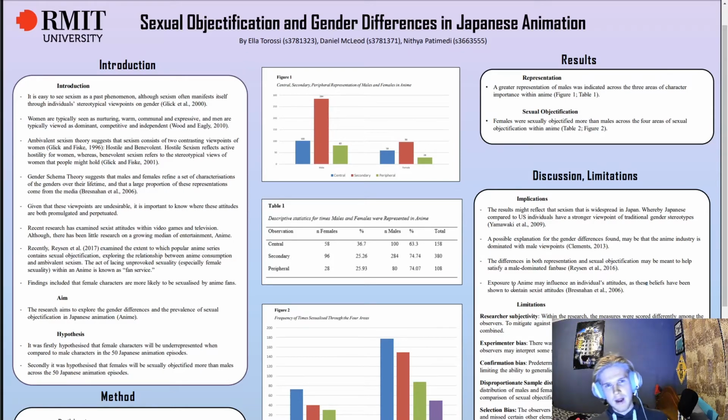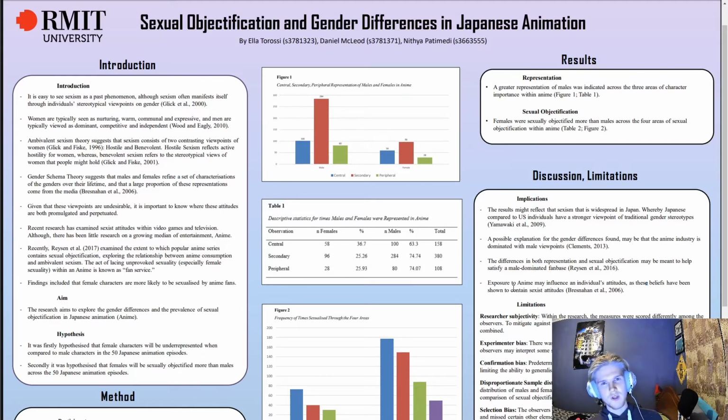So concerning the aim, we wanted to investigate the different representations of males and females across an anime episode, and wanted to look at if males and females are more represented or less represented in an anime episode. And we also wanted to look at the different categories of sexual objectification across an anime episode, where the males and females are more sexually objectified across these different genres.